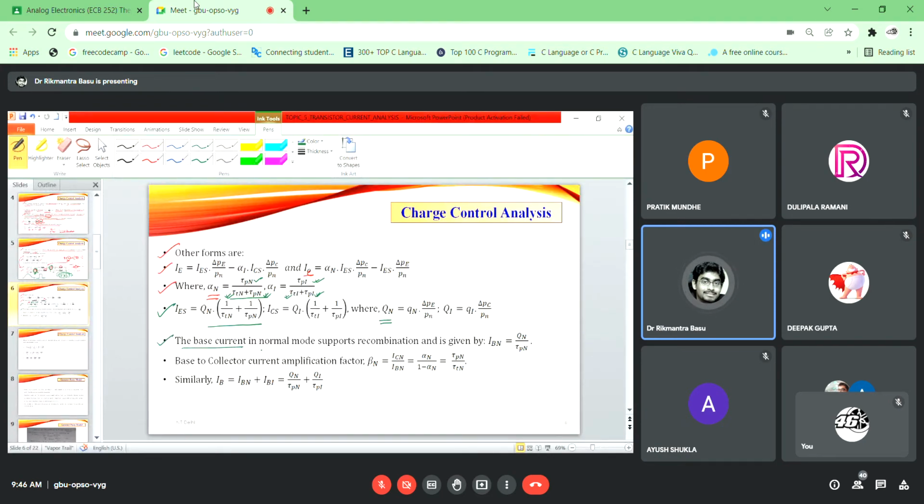The base current in a normal mode supports recombination and is given by, because every time we are deciding about the collector current and the emitter current, a little description about the base current as well: Qn by tau Pn, depending only on the recombination lifetime. Hence the base to collector current amplification factor beta normal is ICN by IBN, alpha n by 1 minus alpha n, which equals tau Pn by tau Tn. One simple logical question comes. Here I have written the base to collector current amplification factor beta normal. Is there any beta I possible?